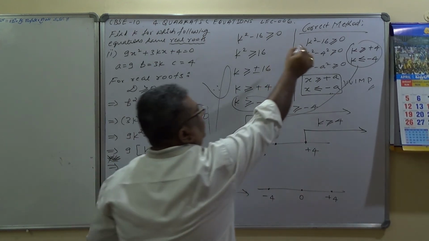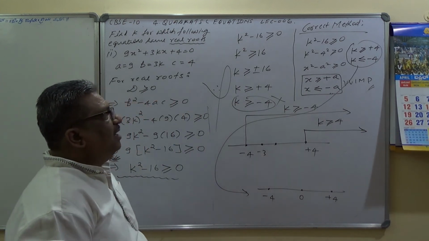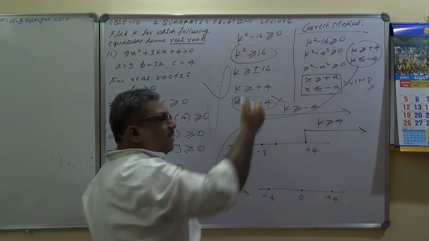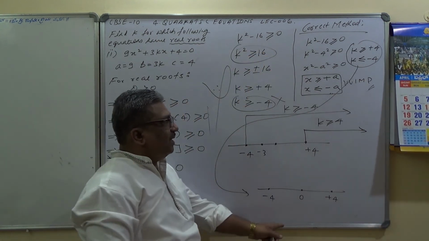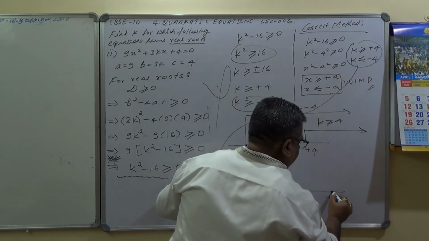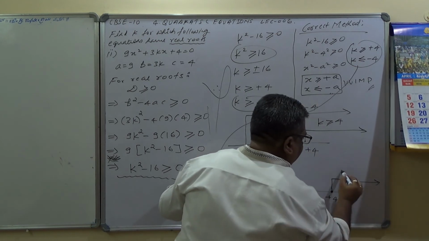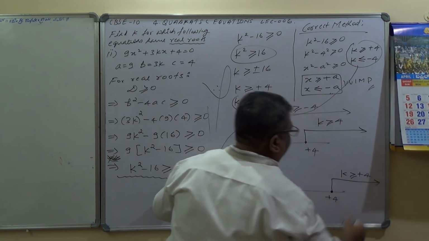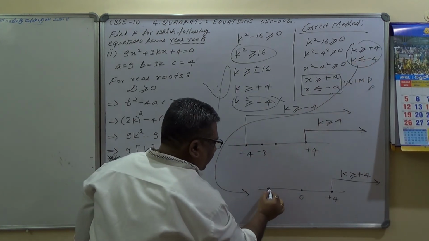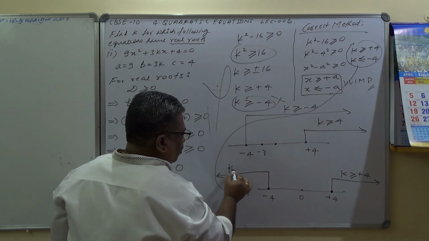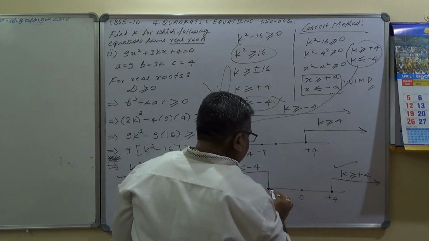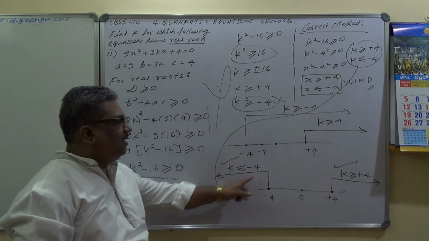Which value satisfies this equation? K square minus 16 should be greater than or equal to 0, which is nothing but k square should be greater than or equal to 16. Which condition will satisfy? Look at this. K should be greater than or equal to plus 4 means from here to here. And the second condition, k is less than or equal to minus 4. From here up this side, k should be less than or equal to minus 4. समझ में आ रहा है आपको? This is the answer for this.